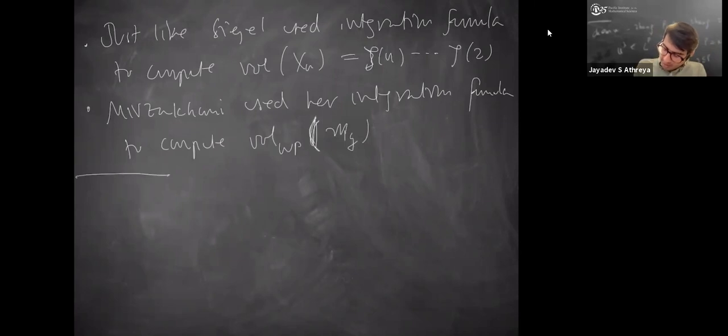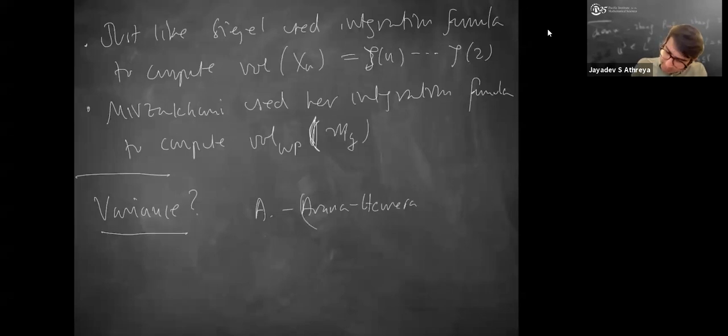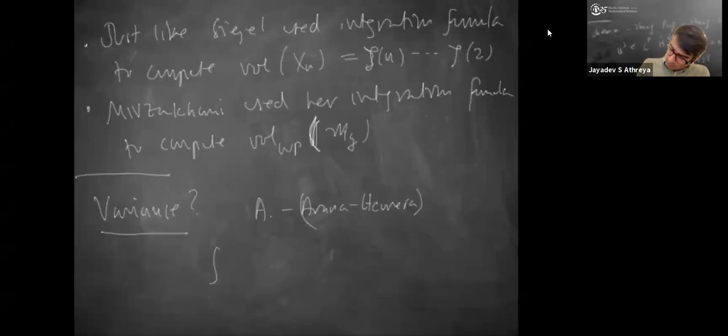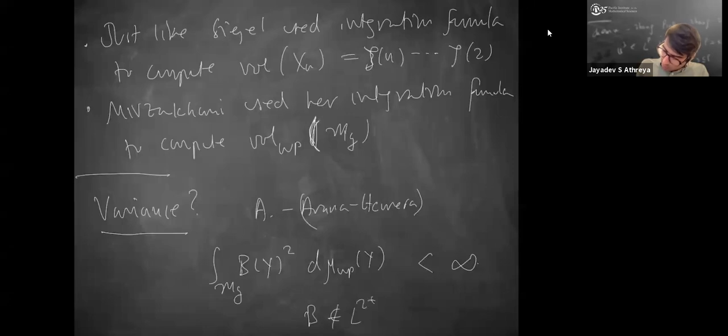But let me now mention that this leaves open the question of what about variance in this setting? I'll just mention, and I won't go into great detail here, that recently with Francisco Arana-Herrera, who is now a postdoc at the Institute, we showed that this function B of Y, which we call the Mirzakhani function, has integral of B of Y squared d mu Y finite. However, B is not in L2 plus epsilon. Mirzakhani had already shown that it was not in L2 plus epsilon and that it was in L2 minus epsilon, but she had left open the question of whether it was actually in L2, and we resolved that.